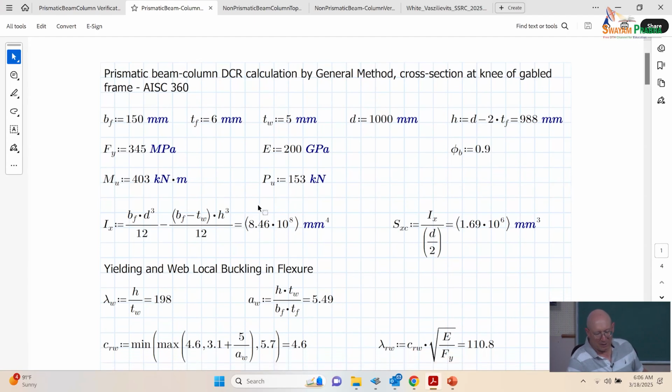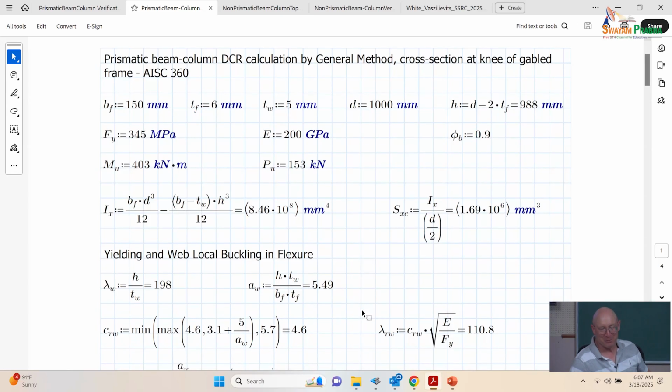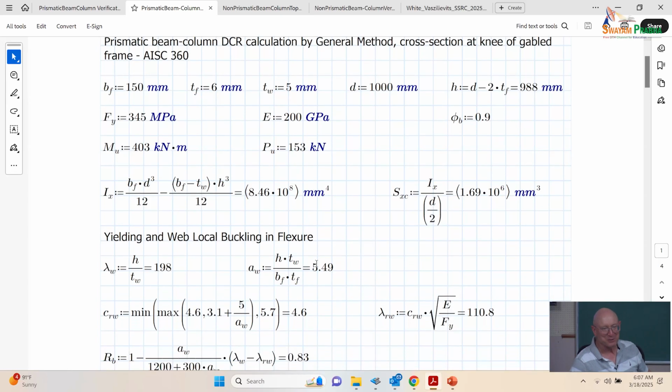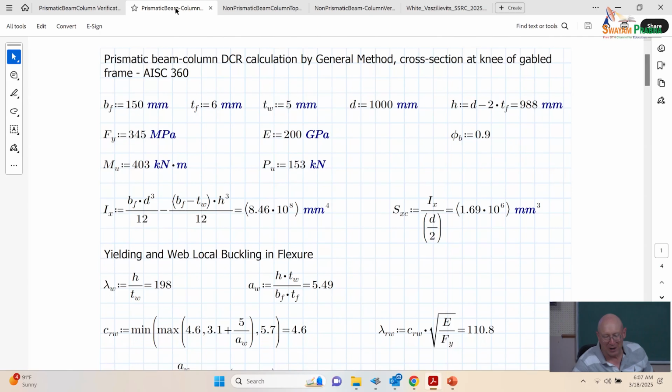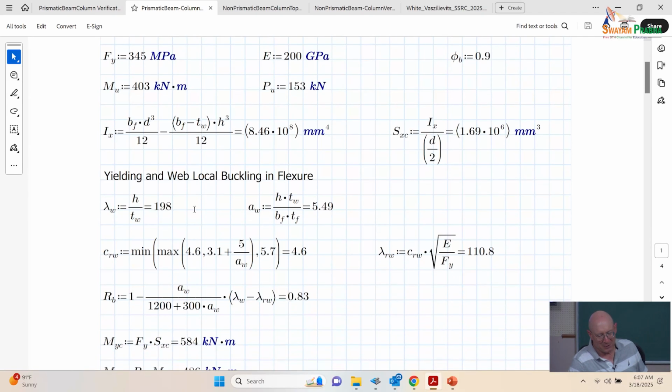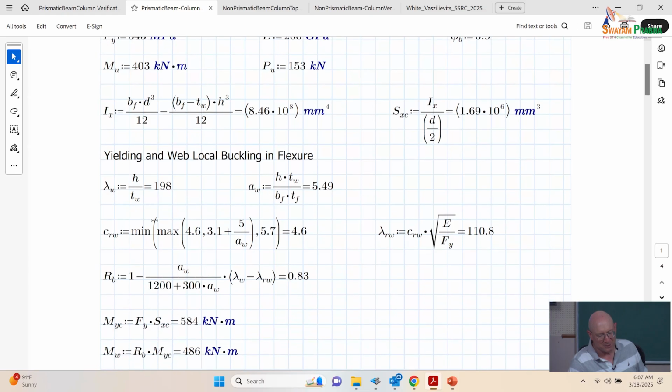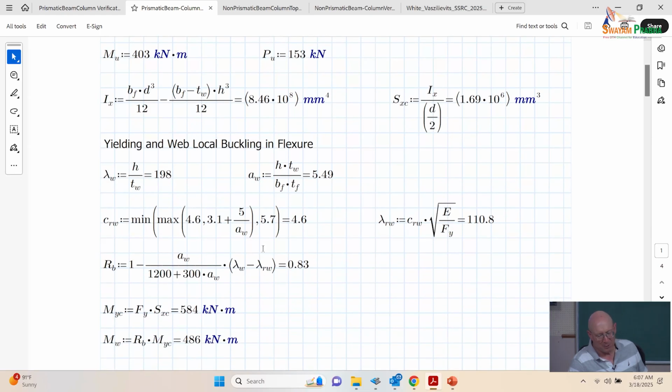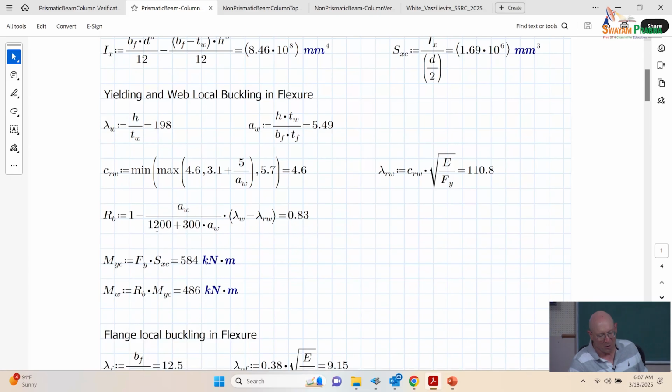So the calculations should be starting to look rather familiar at this point. You say, boy, I think I've seen that on a previous PDF. So this is prismatic beam column verification by general method in the folder that's for Module 4, Behavior and Design of Beam Columns and Frames. So we got some section properties. That's nothing new. We got our lambda W, our A sub W. We got our CRW. That's the same calculations we were doing before.